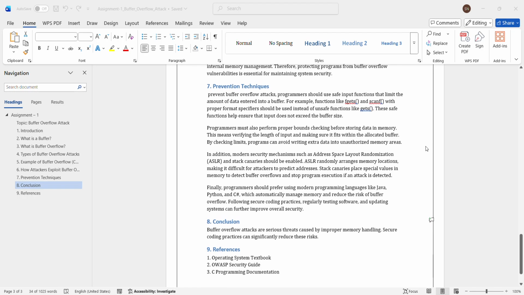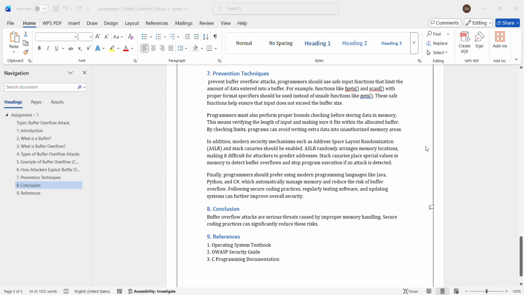References: 1. Operating System Textbook. 2. OWASP Security Guide. 3. C Programming Documentation.